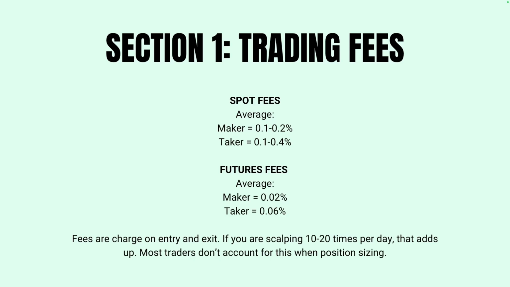Now, for anyone wondering, a maker order is a limit order, so a passive order on the books, and a taker order is a market order, so an aggressive order on the books, taking liquidity. When it comes to futures, it's a bit different. Maker and taker are 0.02% and 0.06% respectively on average.